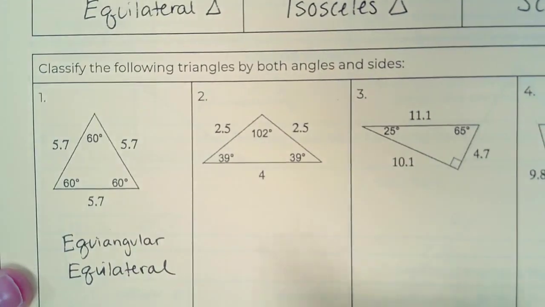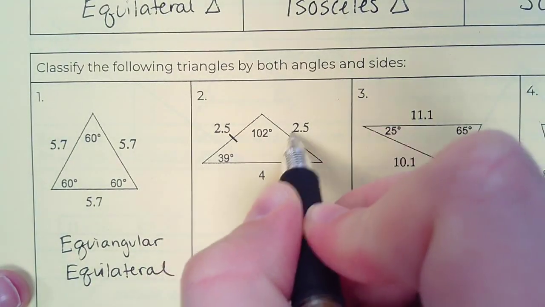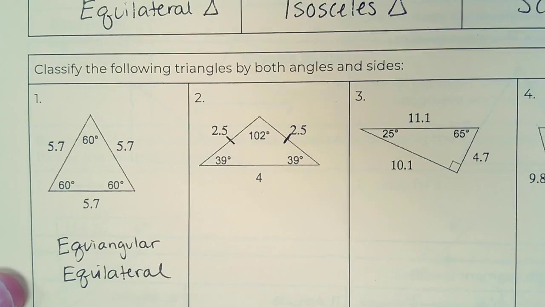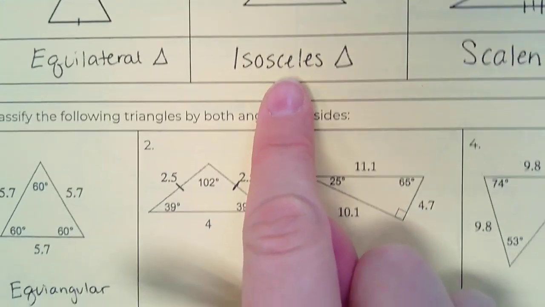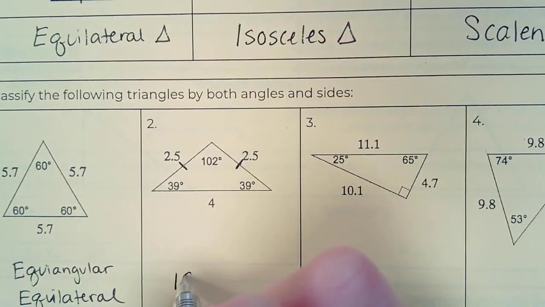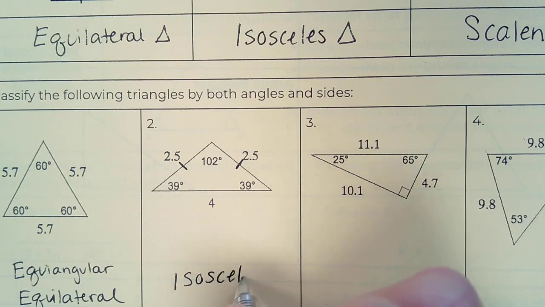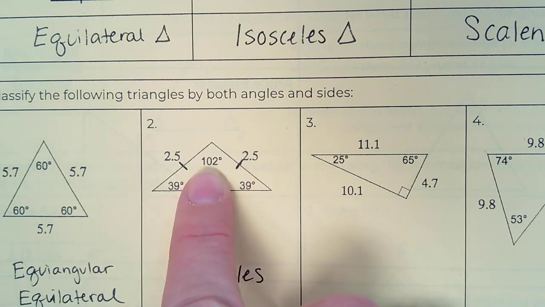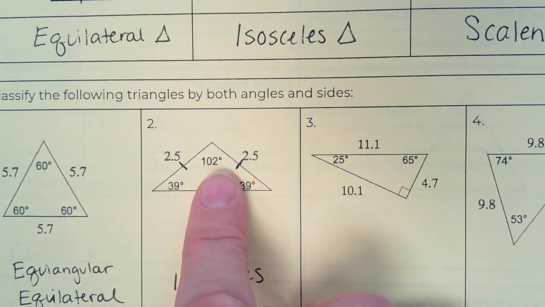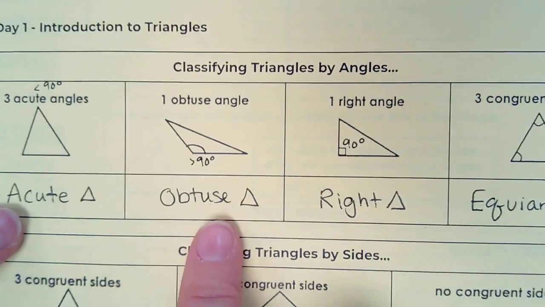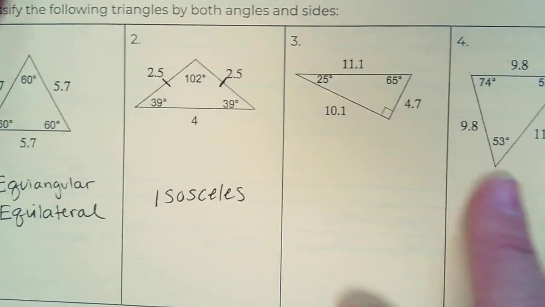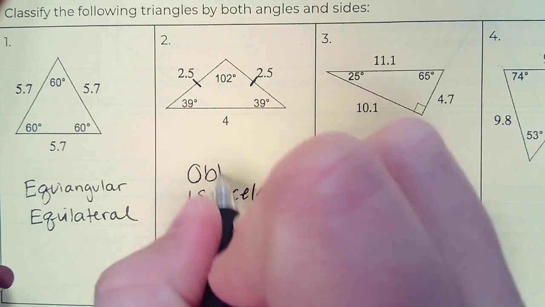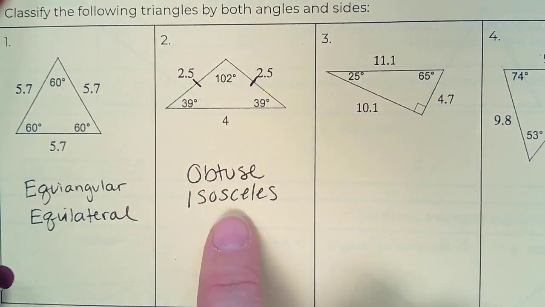Number 2. Okay, we have 2 of the sides the same length. The third is not the same length. So this is isosceles. And the angles here, we have a 39, and a 102. So 2 acute, but 1 obtuse. If there's 1 obtuse, then the entire triangle would be classified as obtuse. So this is an obtuse scalene triangle.